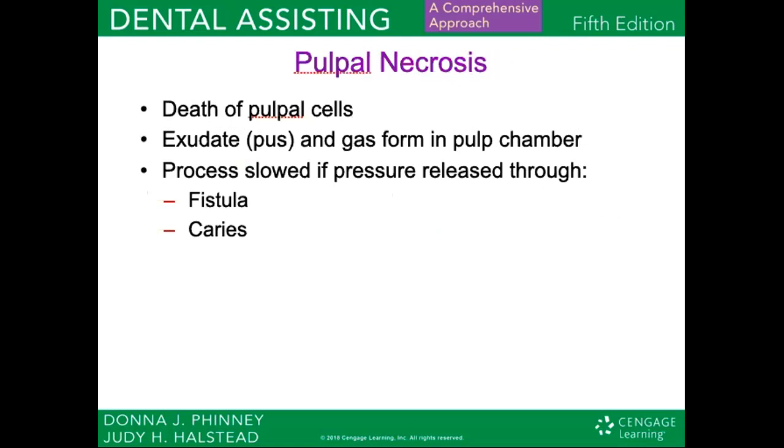Pulpal necrosis involves the death of pulpal cells once exudate, which is pus and gas, forms in the pulp chamber. The process is slowed if pressure is released through a fistula or caries.